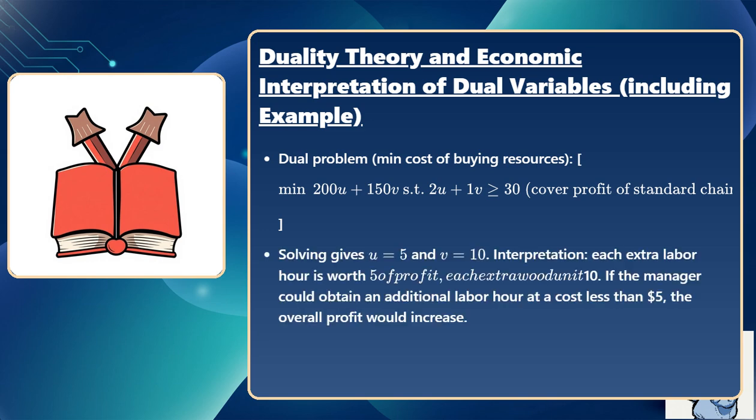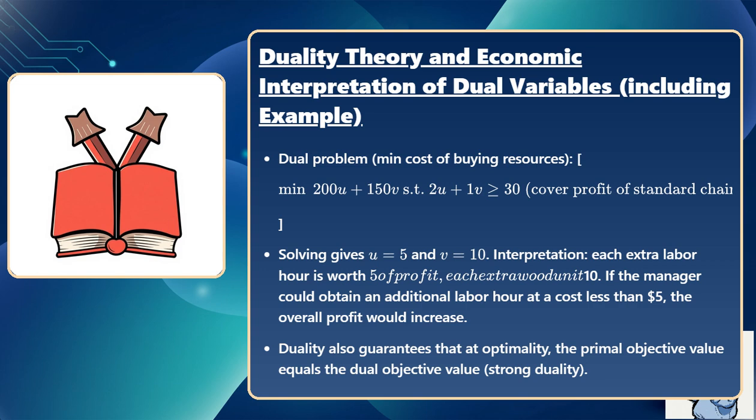Solving gives U equals 5 and V equals 10. Interpretation: each extra labor hour is worth $5 of profit, each extra wood unit $10. If the manager could obtain an additional labor hour at a cost less than $5, the overall profit would increase. Duality also guarantees that at optimality, the primal objective value equals the dual objective value, strong duality.